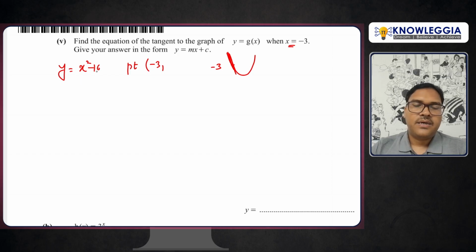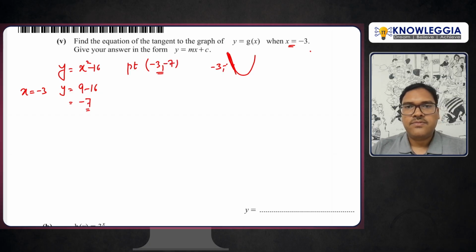This will become 9 minus 16. At x equal to minus 3, y will be equal to 9 minus 16. So this is minus 7, right? So this is minus 3 comma minus 7. So you have to find the tangent at minus 3 comma minus 7.